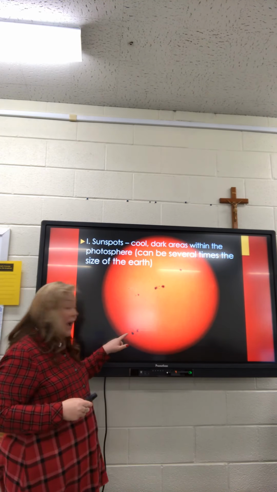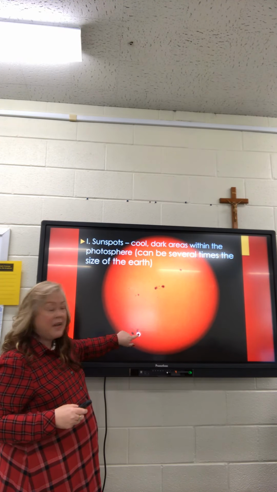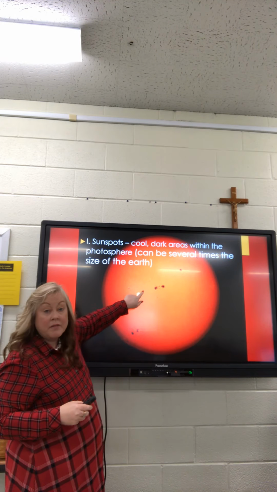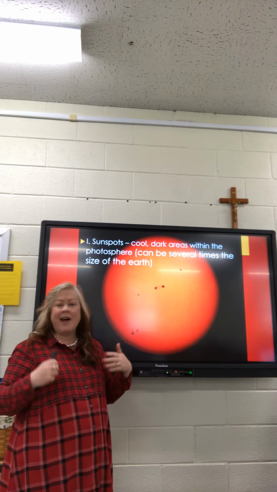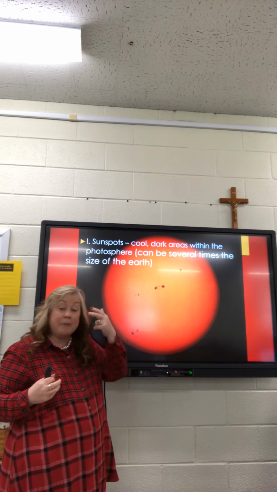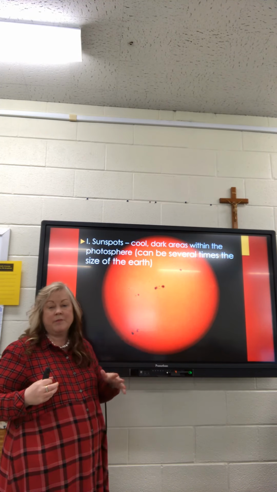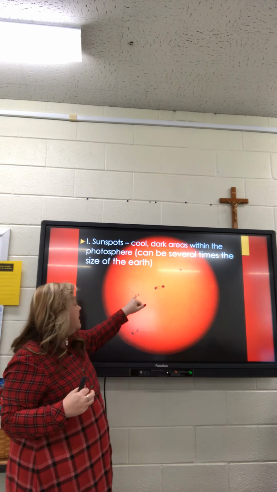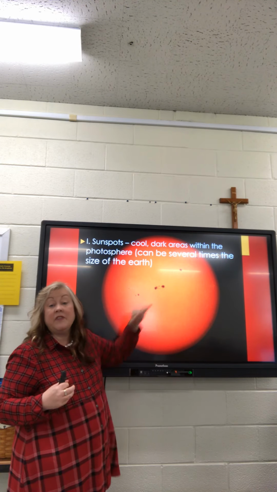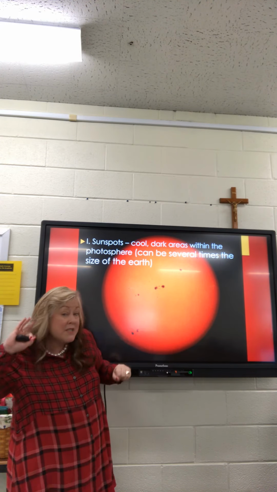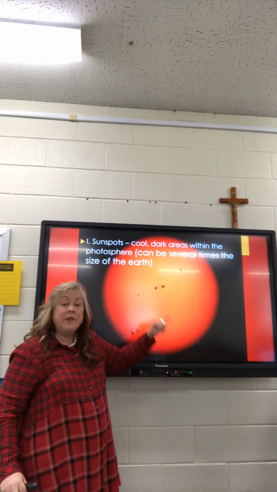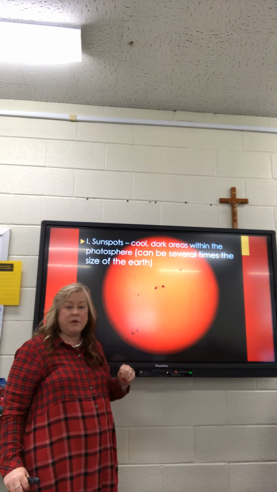Sunspots. I have a spot here. It's not coming off. No. Sunspots are not spots like you get on your glasses or on your windshield or something. A sunspot is an indication that there's a cooler area that exists on the surface. What's the surface again? The photosphere. There's a cooler area within that photosphere.